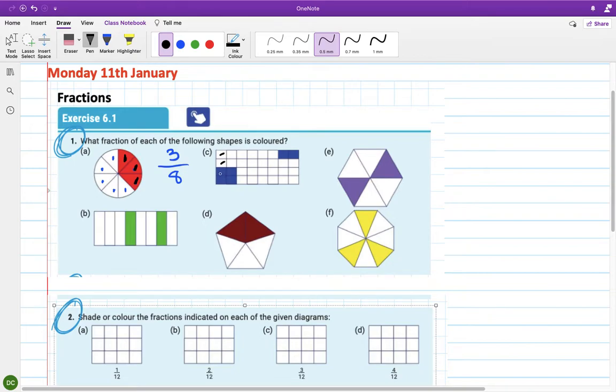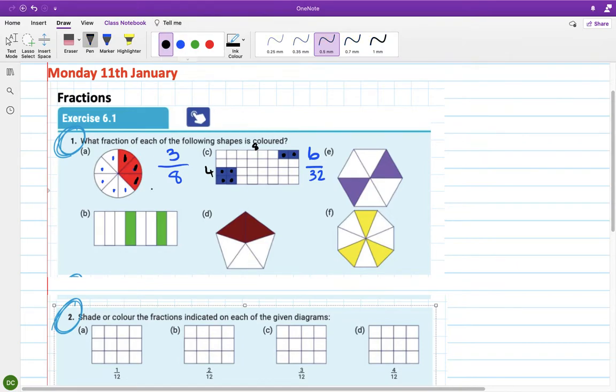So it's 1, 2, 3, 4 along that way, and then 1, 2, 3, 4, 5, 6, 7, 8. So it's 4 this way and 8 this way. So 4 times 8 is 32. So that rectangle is split into 32 segments. I'm just going to clean this off. We need to count how many are coloured. So 1, 2, 3, 4, 5, 6 are coloured. Oh, just realised I did C. Anyway, so that's 6 out of 32 for C.